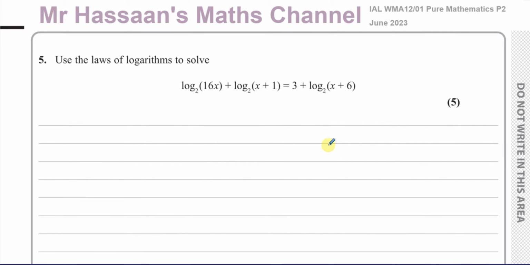I'm now answering question number 5 from the June 2023 Pure Mathematics P2 paper. And this question is all about logarithms. And this is a topic where some students start doing some really weird things. Their normal kind of maths logic goes out the window.